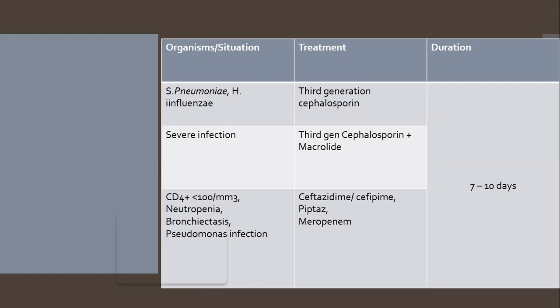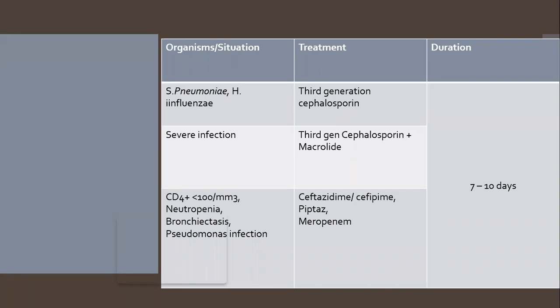Streptococcus pneumonia, H influenzae, give third generation cephalosporin like ceftriaxone or cefotaxime. If it is more severe, you have to give a third generation cephalosporin plus a macrolide. If the patient is very critically ill or CD4 is less than 100, patient is having neutropenia, associated bronchiectasis or a suspected pseudomonas infection, you have to give a drug with a pseudomonas cover, which will be ceftazidime, cefepime. Again, third generation cephalosporins only, but ceftazidime and piptas are drugs which have pseudomonas cover, and meropenem.